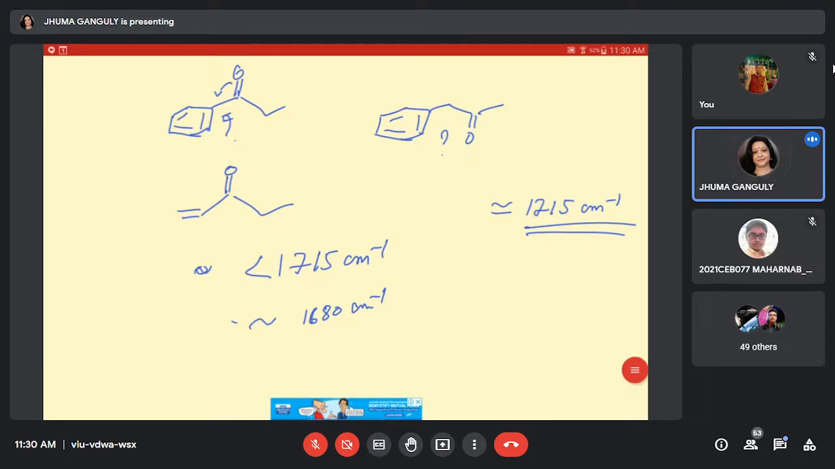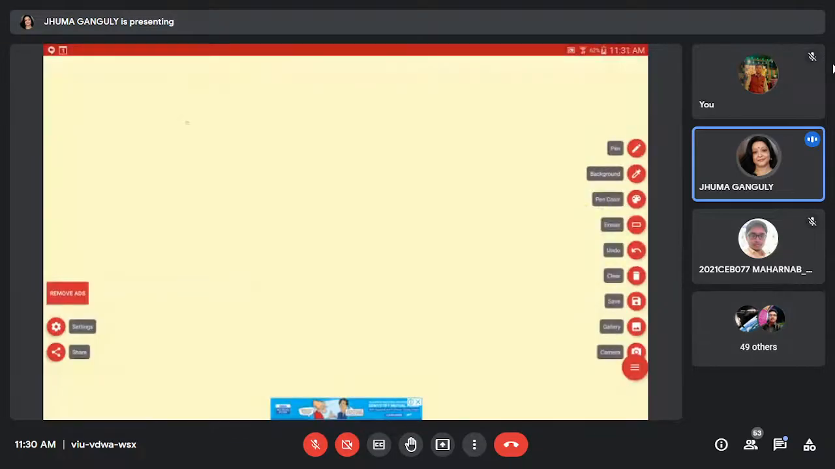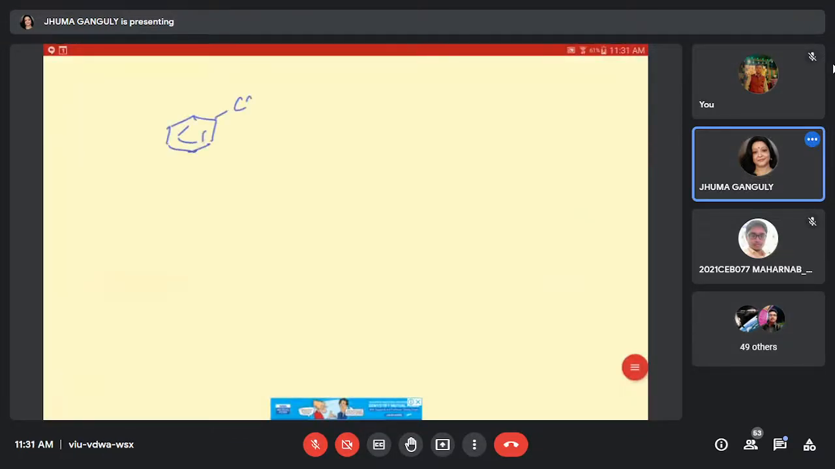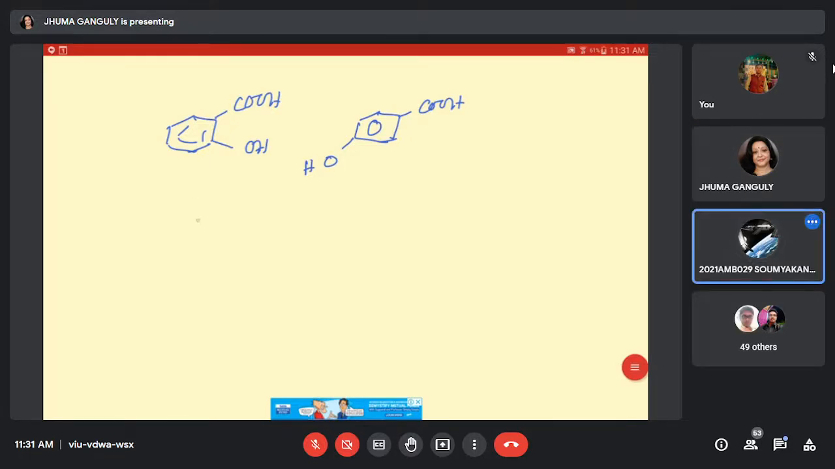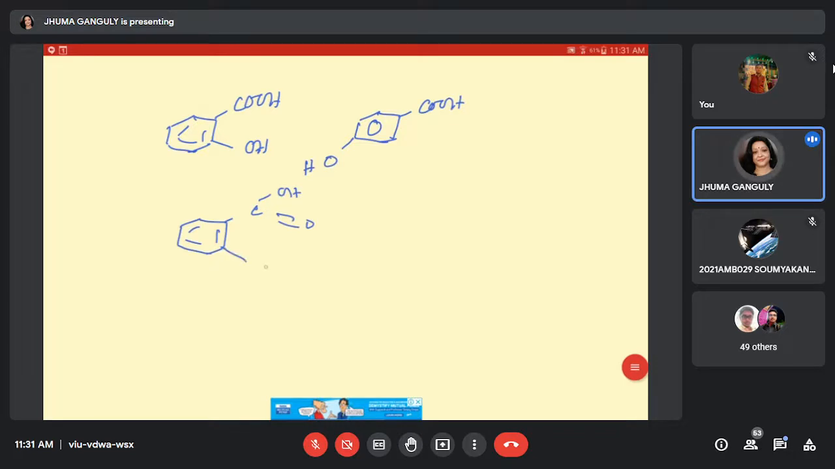Now the next one. Suppose you have this, one is ortho and another one is para, then what will happen? In ortho, there will be intramolecular hydrogen bonding. In para, there is a distance factor, so there is no such bonding. So the carbonyl peak for the acidic group, which is around 1750 something, will be lower because of the formation of intramolecular hydrogen bonding.